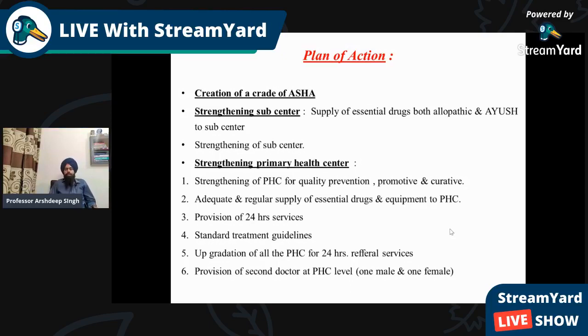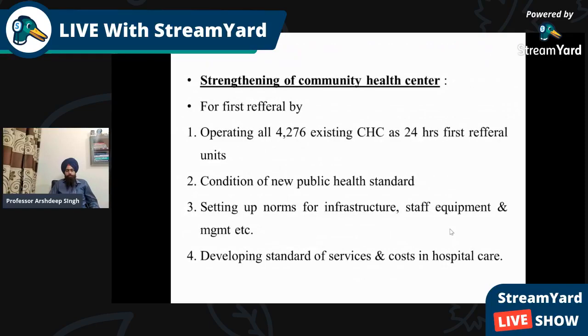Mostly this referral is done during the MCH services, in any type of complicated deliveries, or in a condition where there is a risk to the life of the mother or the fetus. Next, provision of a second doctor at the PHC level. That was also a point added under the plan of action. So that was about the strengthening of the sub-center and primary health centers.